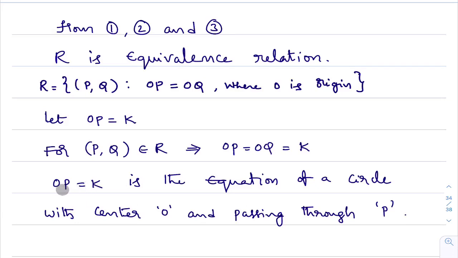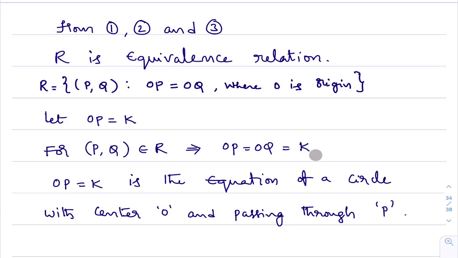You will get (x minus 0) whole square plus (y minus 0) whole square equal to k square. It is the equation of a circle with center origin and radius k units. So what is the point here? OP equal to k itself indicates it is the circle.